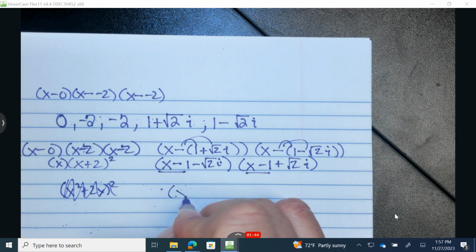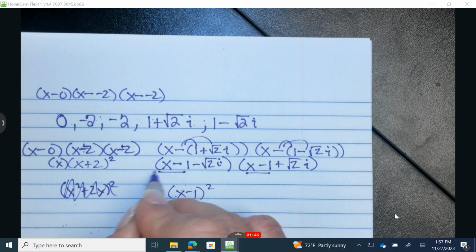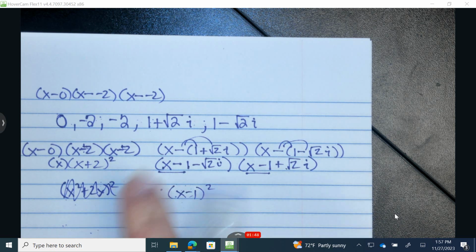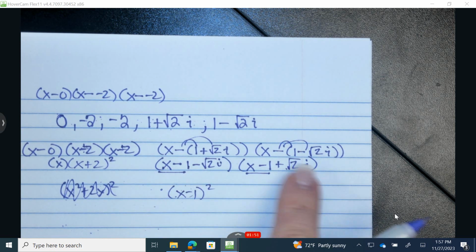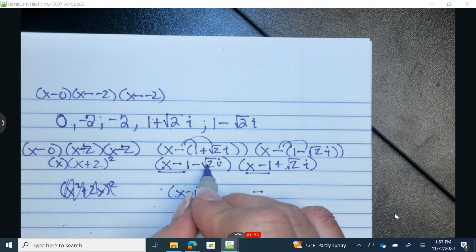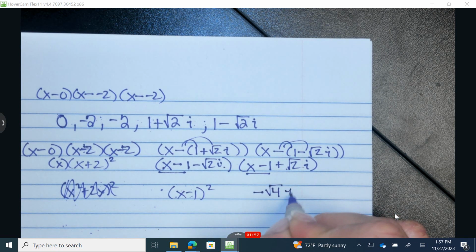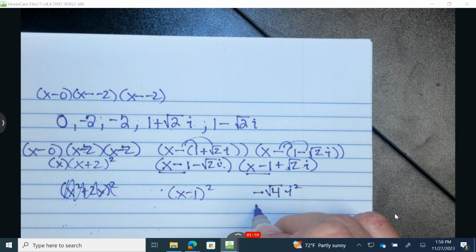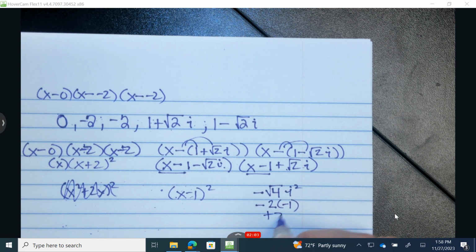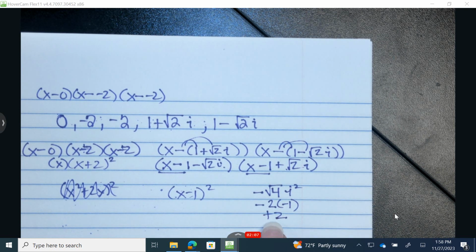I write down what I have, and I have two of them. So x minus 1 quantity squared, and then I'm going to multiply these back. So negative times a positive is a negative. The square root of 2 times the square root of 2 is the square root of 4, and you have two i's, i squared. So the square root of 4 is 2, and i squared is a negative 1. When I multiply the backs of these, it's the same or equivalent to a positive 2.